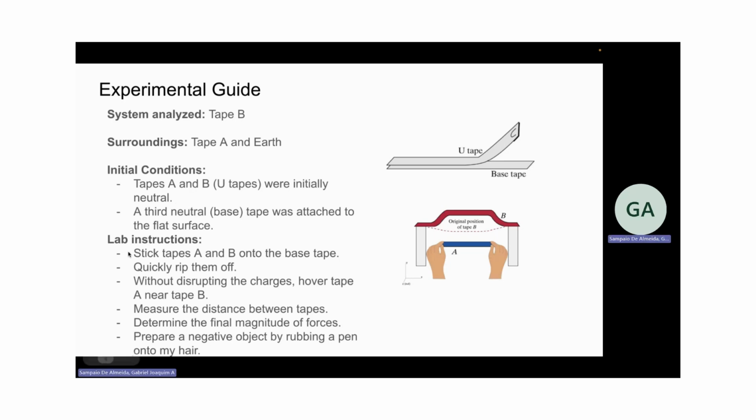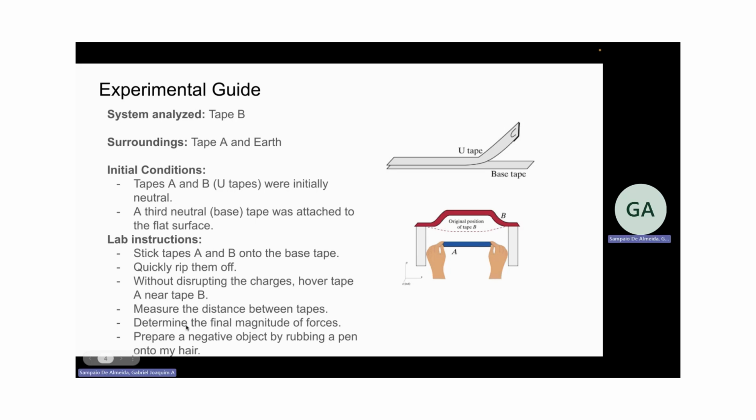As for the instructions, we were instructed to stick tapes A and B onto the base tape and then quickly rip them off to build up charges. After, without disrupting those charges, we should hover tape A near tape B, as shown in the picture to the right, until the system stabilized, as in tape B didn't move. After that, we should measure the distance between the tapes and then determine the magnitude of the forces.